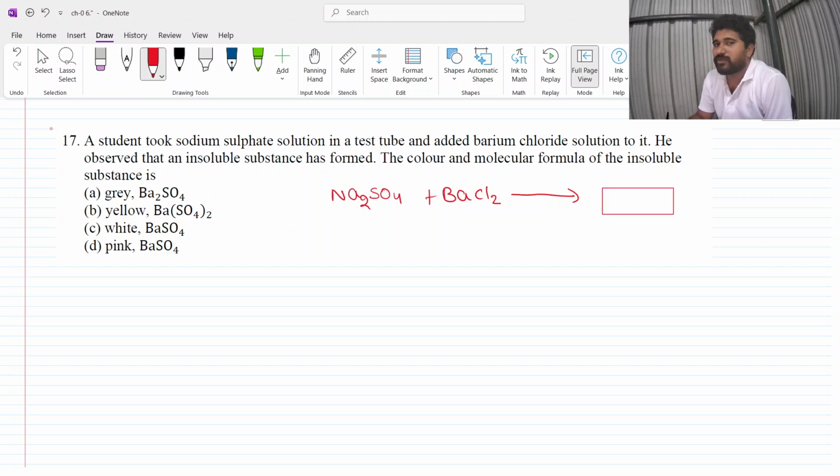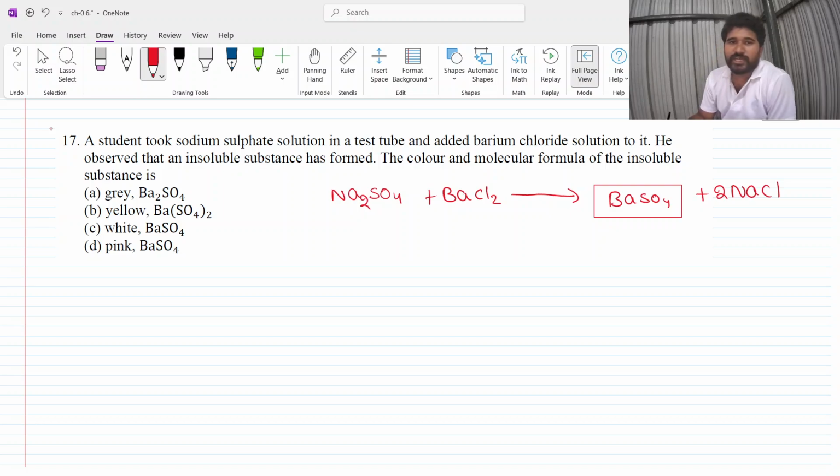What is that insoluble substance? We'll write the color and the molecular formula of the insoluble substance. So what is this? BaSO4 plus NaCl. Now balance it: 2NaCl. Correct? Now, what is that color and molecular formula?